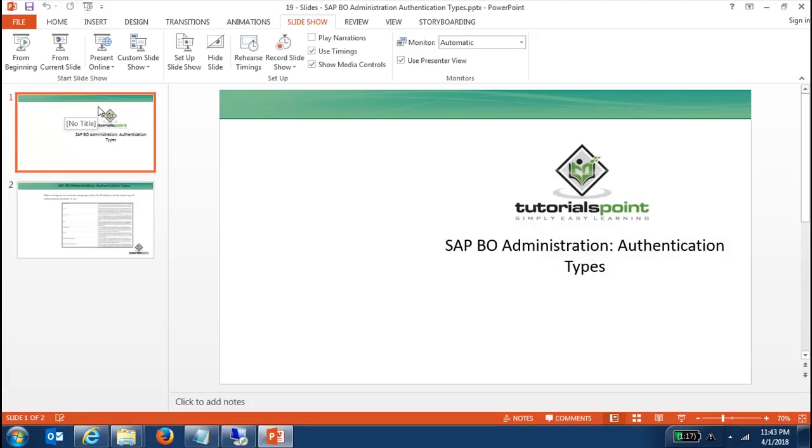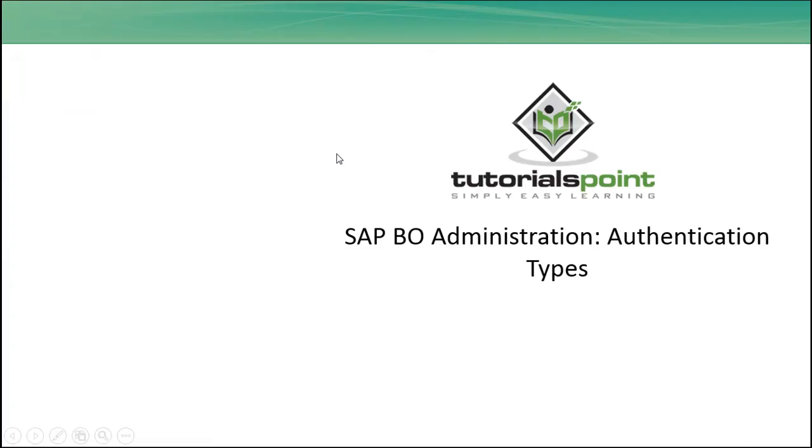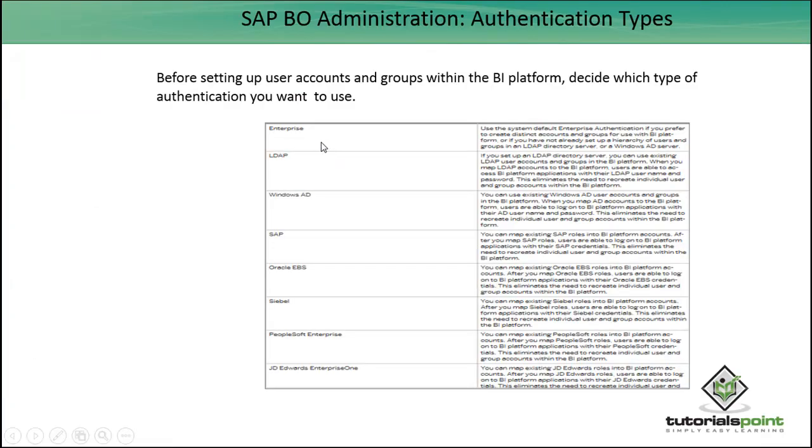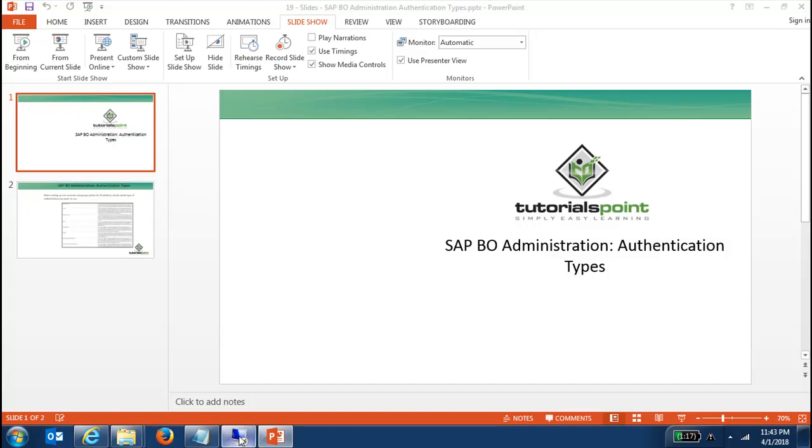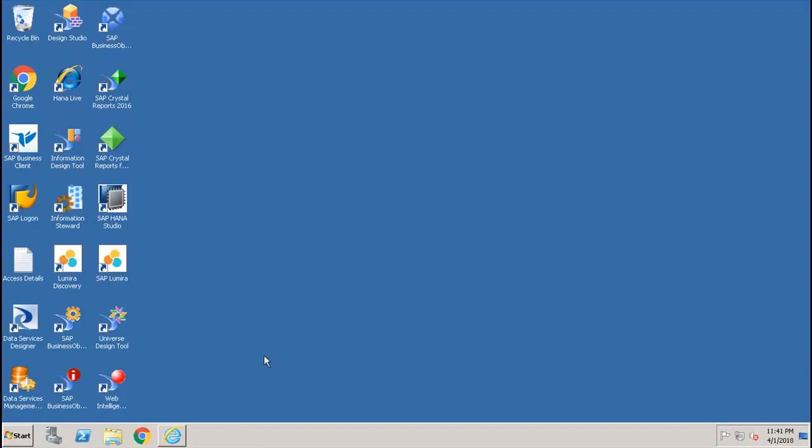The security plugins expand and customize the ways in which the BI platform authenticates the user. So, we have different authentication methods available, like Enterprise, LDAP, Windows AD, SAP, Oracle EBS, Siebel, PeopleSoft, and JD Edwards Enterprise. Let's see in the system how we can set up the authentication types in the BO platform.